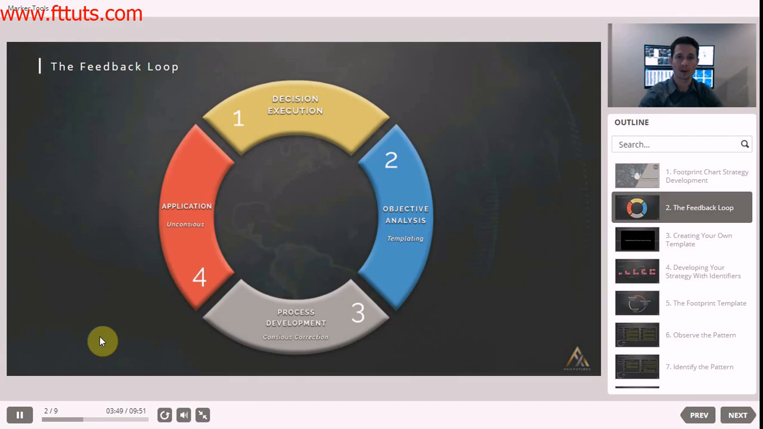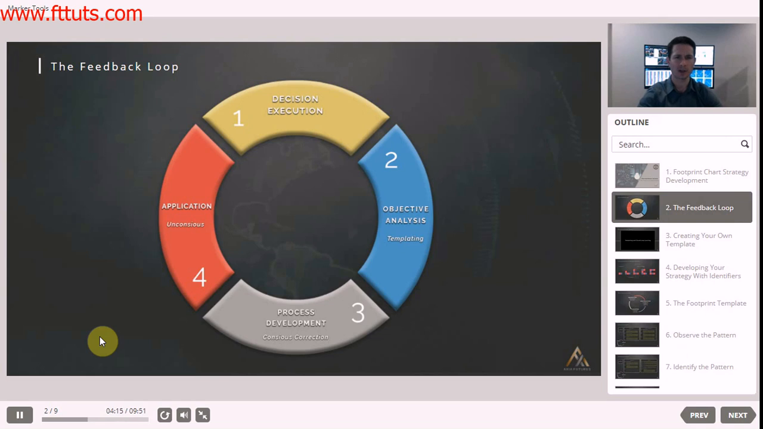I'm going to show you with the use of a template how you want to be analyzing every single one of your strategies in an objective fact-based manner. Okay, now obviously that objective analysis would be our first input. Once we've created this first input, we then have the second input, which is process development. And the third will be the application of that process development.